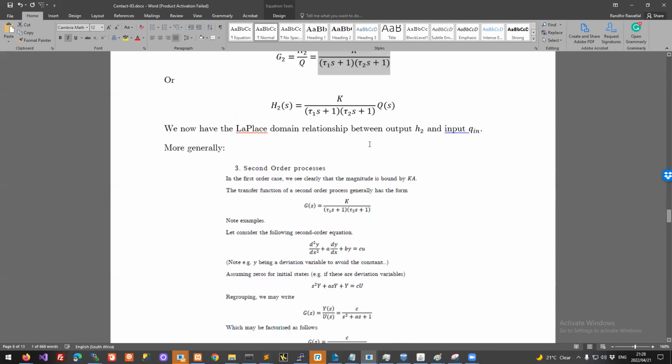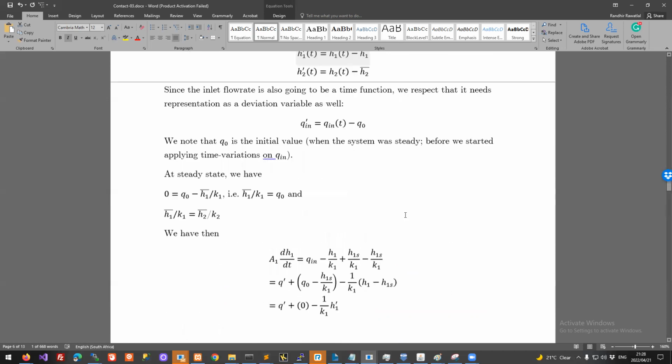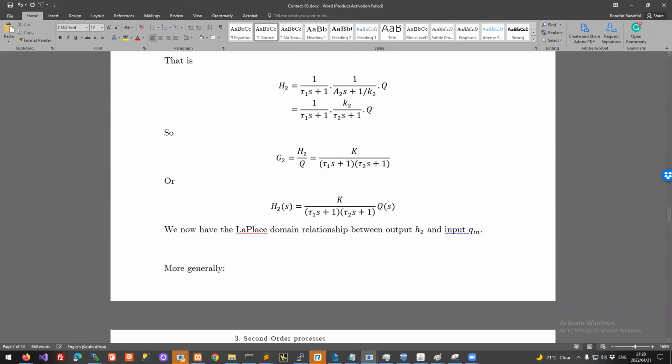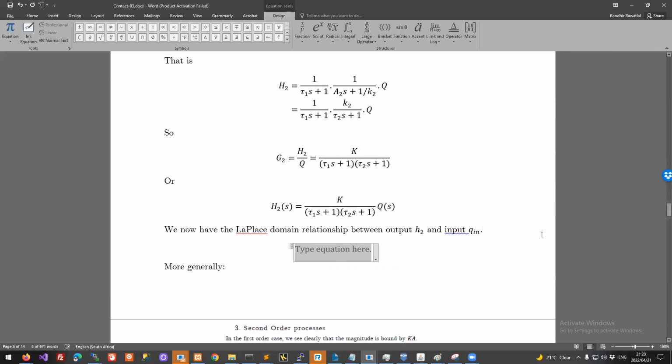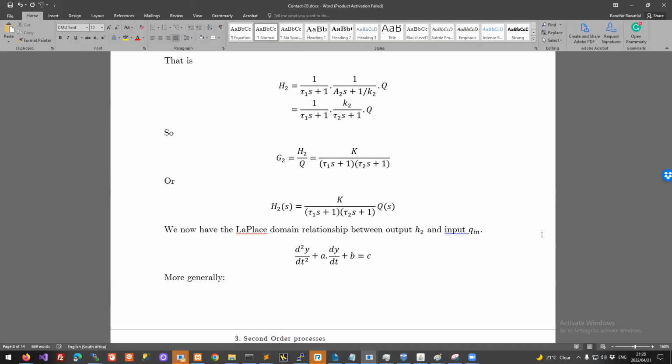And by the way, this was a very explicit second order dependence. If you have some differential equation, maybe let's do a quick example here. If you have a second order differential equation, let's just take something like this. So let's say we have d2y dt squared plus a times dy dt plus b equals c. So let's say we had a second order differential equation like this.